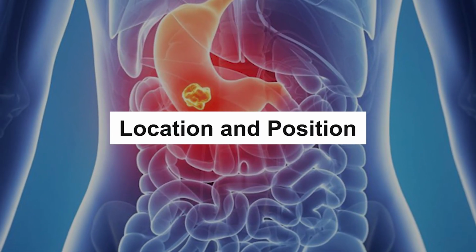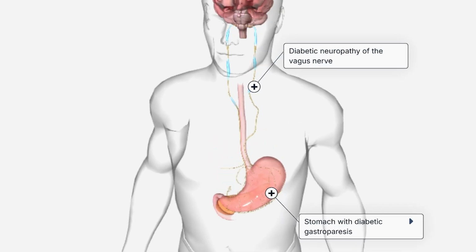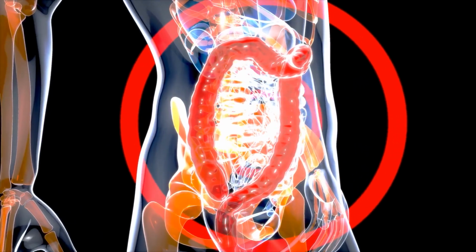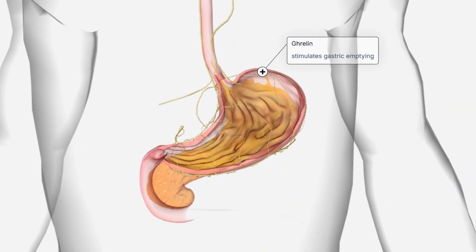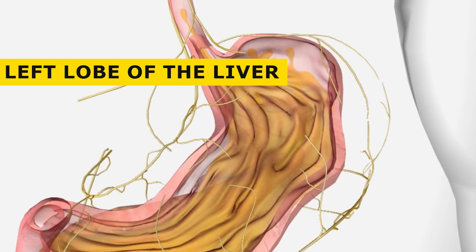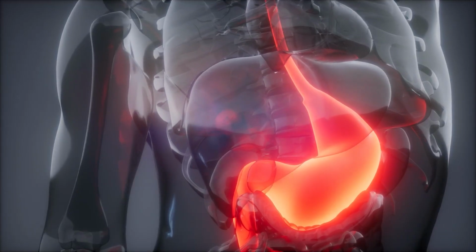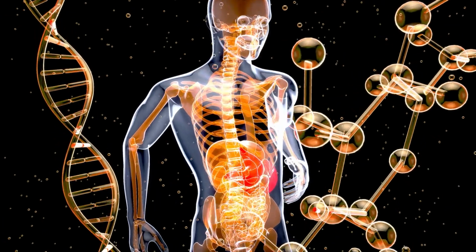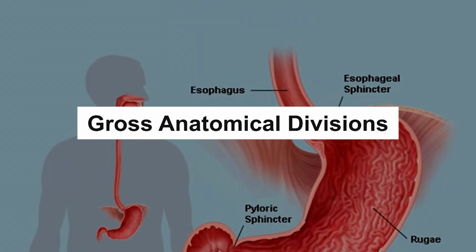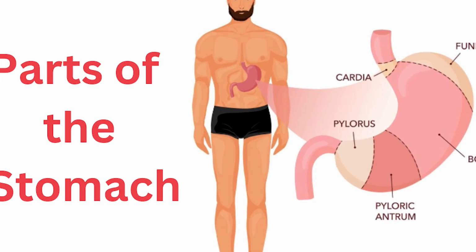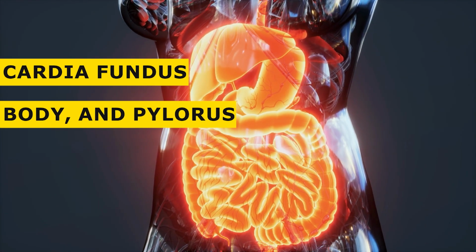Location and position. The stomach is located in the upper left quadrant of the abdominal cavity, predominantly in the epigastric, left hypochondriac, and umbilical regions. It lies just inferior to the diaphragm and posterior to the left lobe of the liver. In normal adults, the stomach occupies a J-shaped position, but this shape may vary depending on body habitus and stomach contents. Gross anatomical divisions. Externally, the stomach is divided into four major regions: the cardia, fundus, body, and pylorus.